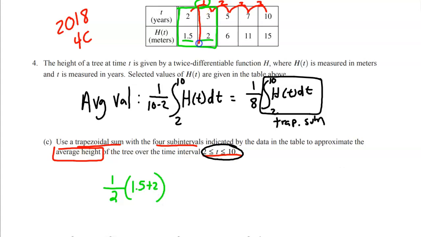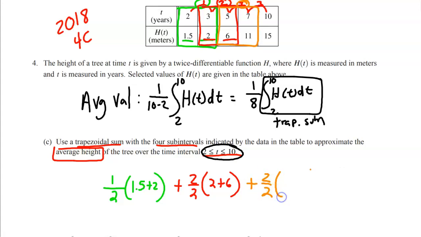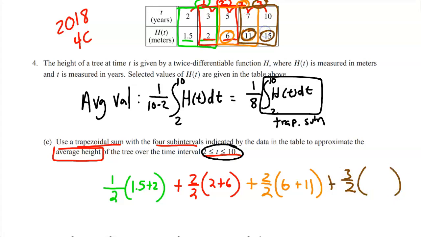My next trapezoid goes from here to here. That one has a height of 2. So we divide that by 2, and then we add the bases. My next trapezoid would be here with a height of 2. Divide that by 2, and the sum of the bases. And then finally we have our last trapezoid here with a height of 3, divide that by 2, and the sum of the bases.